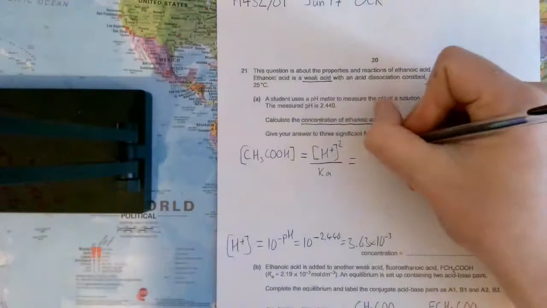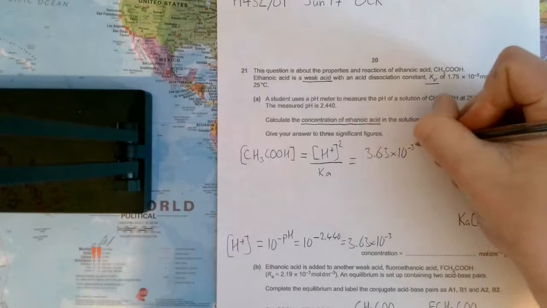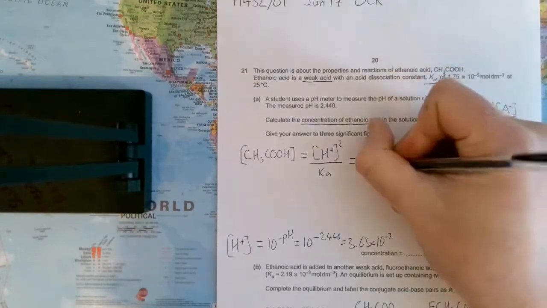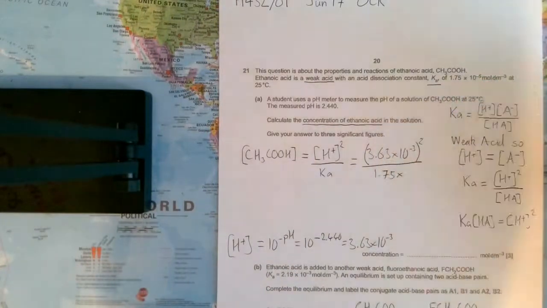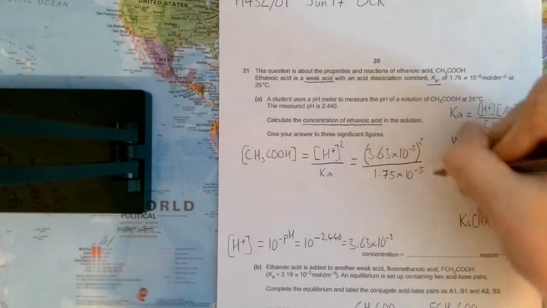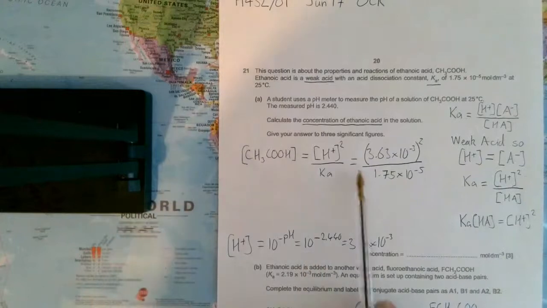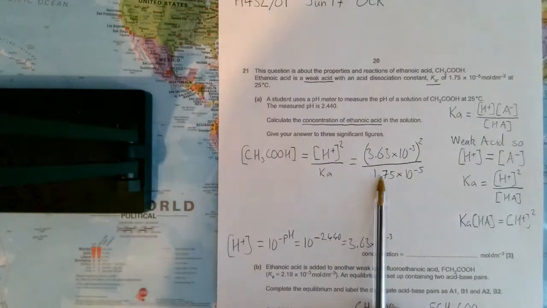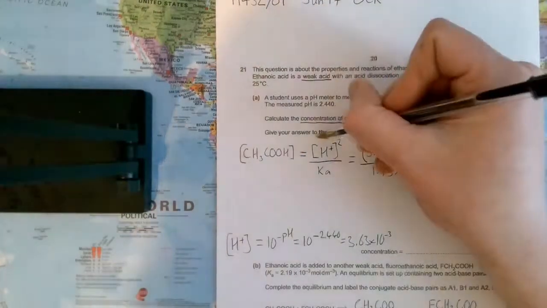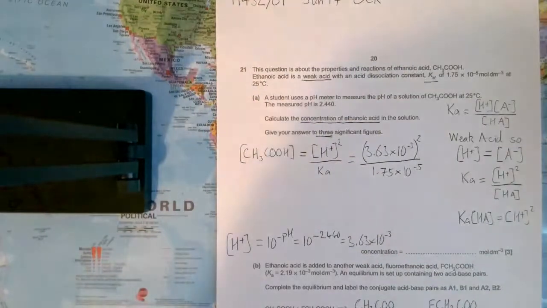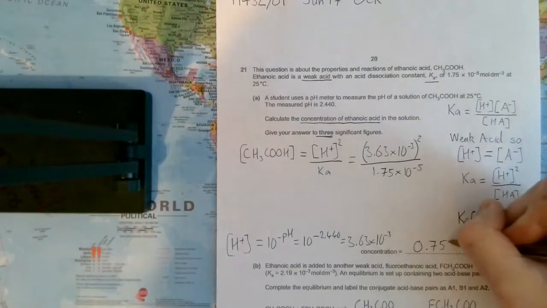So we're going to put that up in here. 3.63 times 10 to the negative 3. Remember to square it. And Ka is given to us, 1.75 times 10 to the negative 5. Now you got 1 mark for working out this concentration of H plus. You get a second mark for writing this here, for having rearranged the equations and got to here. And you get the third mark, the final mark, for reading the full question. 3 significant figures, so this is 0.753.